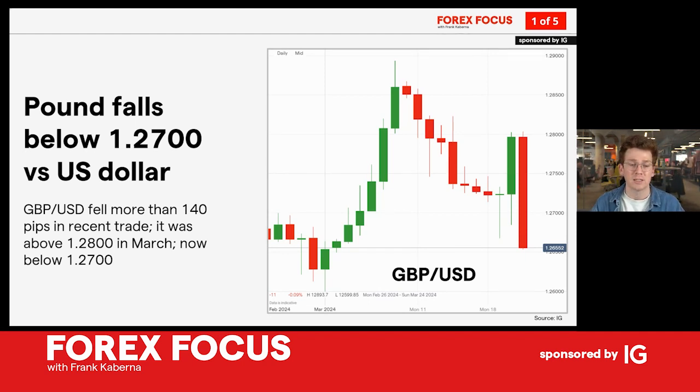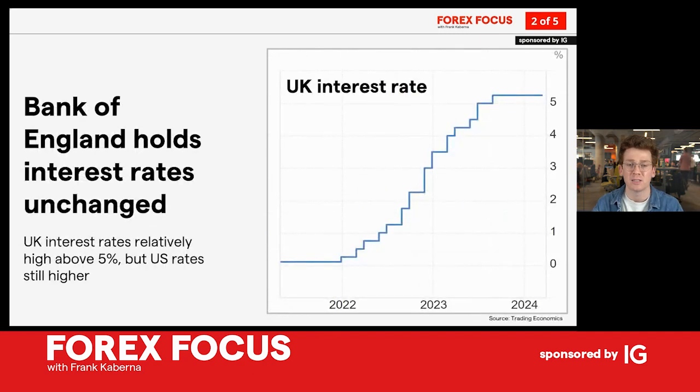What's causing this? The recent Bank of England meeting where they kept interest rates unchanged. Interest rates in the UK are some of the highest of major global economies, above 5%, but a couple of things. U.S. interest rates are still relatively higher than the U.K.'s, and maybe it's not by much, but they are higher in the U.S., leading to some relative strength for that U.S. dollar.